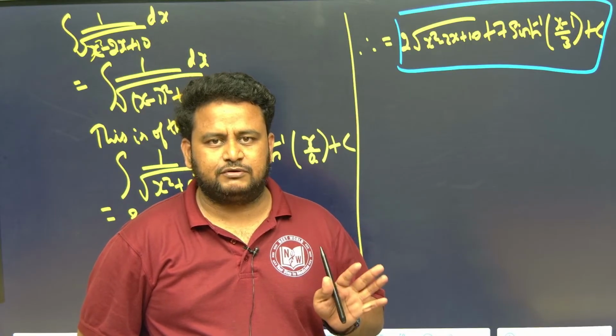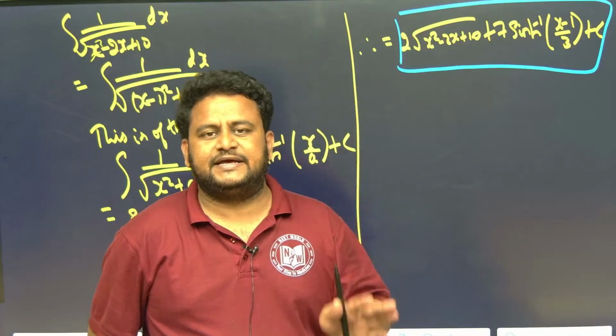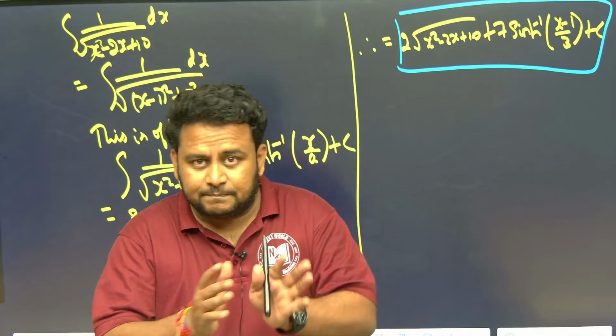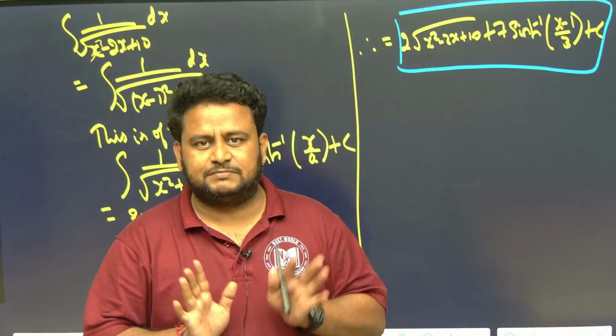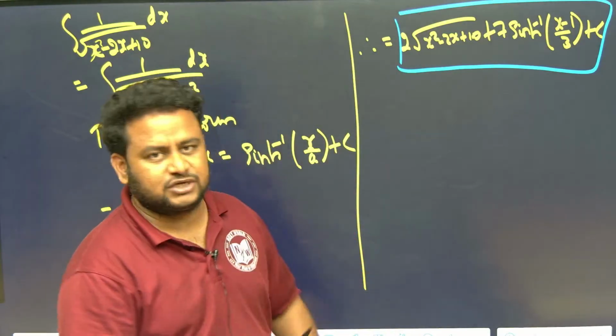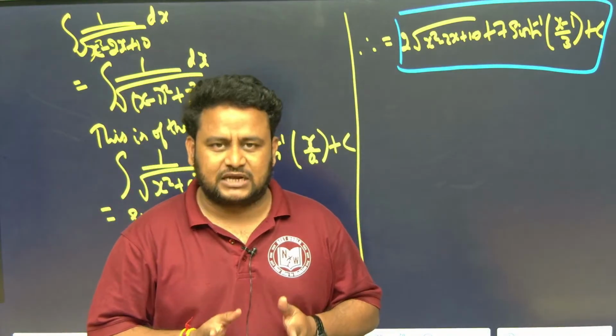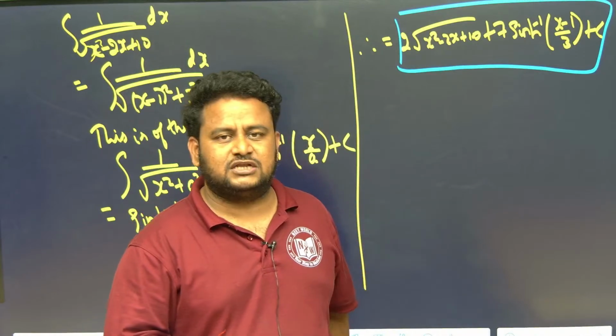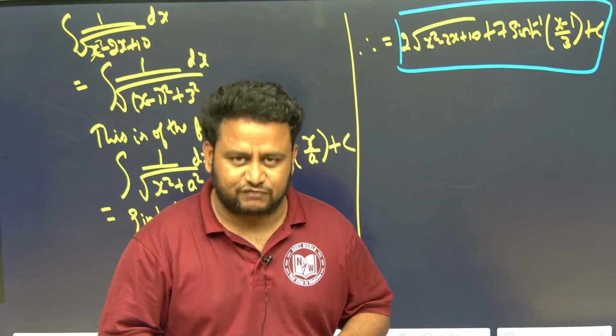That is, a times d by dx of the denominator plus b, where b is multiplied by no denominator. Please keep this in mind. Based on that we have solved one question. In tomorrow's class, we will be doing some more questions on algebraic identities and we will go for the reduction formula based questions.